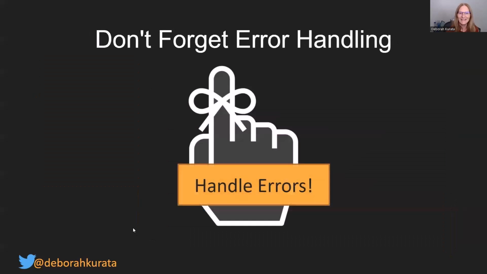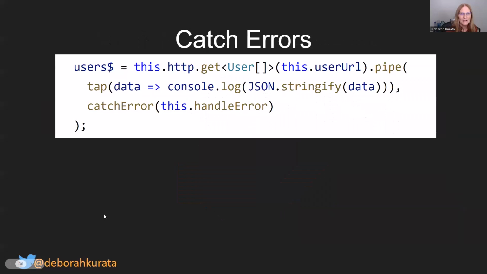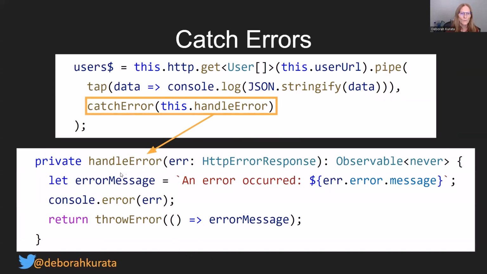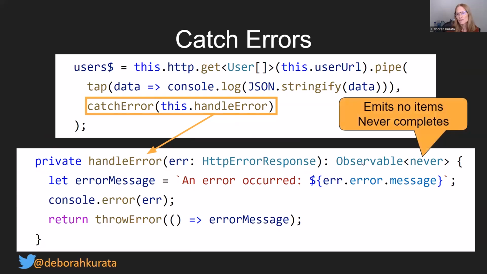Don't forget error handling. You want to handle your errors. And you can catch them using code something like this. So we can pipe it through and do a catch. And here we're calling a function. And that function would look something like this, where we're going to take in our HTTP error response, and we return an observable of never, which emits no items and never completes. And that's the best one to use for error handling. Otherwise, you could get a type error.